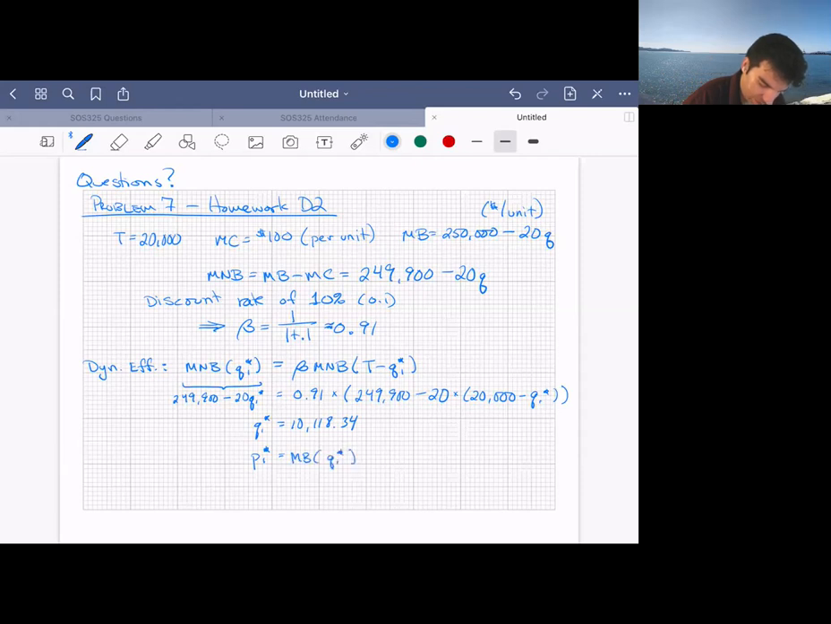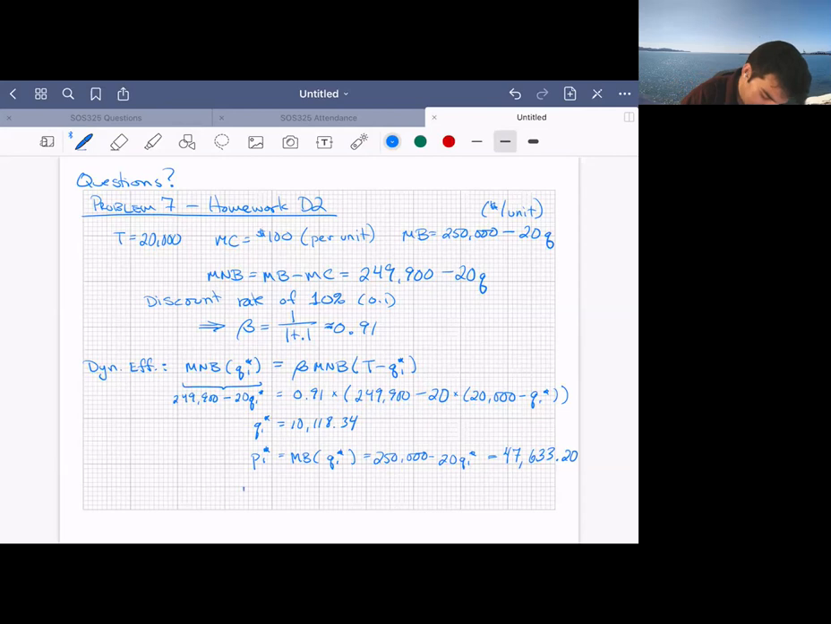And the price for every unit in the current period is just going to be the marginal benefit evaluated at Q1 star. So I go up to my marginal benefit and plug in this 10,000 into the 250,000 minus 20 Q1 star. And if I do all of that, then I end up getting a price per barrel of 47,633.20. So as you can see, this is far greater than the cost of extraction.